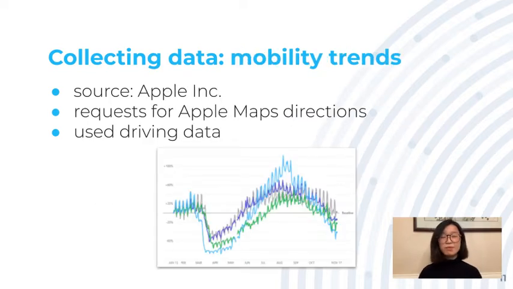Next, I got my mobility trend data from Apple, and they actually started tracking these with the pandemic. What they do is they just figure out how often people are sending requests to get Apple Maps directions, and they kept track of that. There was driving data, transit data, and walking data, and I chose to use the driving data because it was most consistent and there was more data for it.